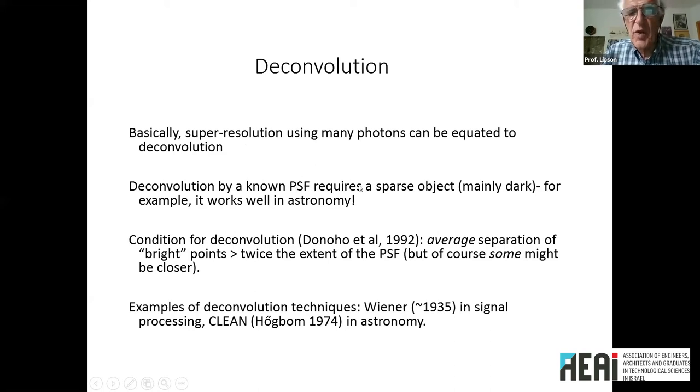Now this works provided that the point sources don't overlap. That's the problem. This is called a sparse object, which is mainly dark. And so it works very well in astronomy because stars tend to be well separated, at least the ones we can see. Donahue in 1992 shows that the condition for deconvolution is that the average separation of bright points has to be greater than twice the extent of the PSF. This was developed quite significantly for astronomy by Wiener as early as 1935, and the process of Hirschhorn in 1974, which is widely used in astronomy.